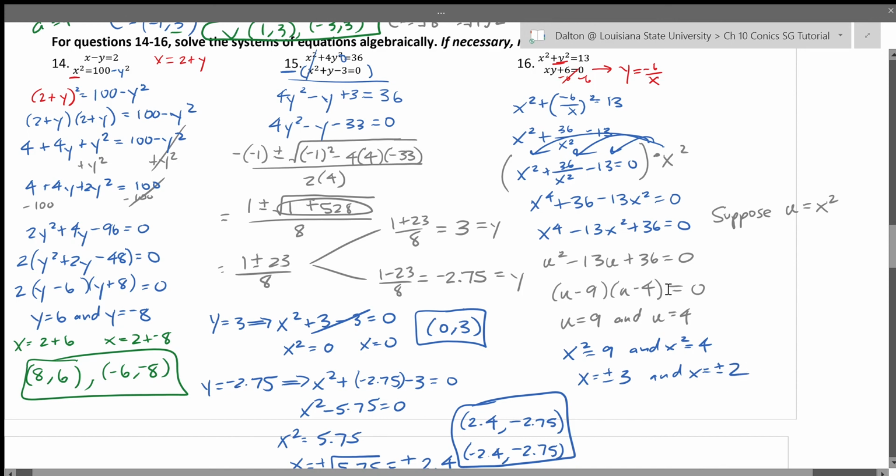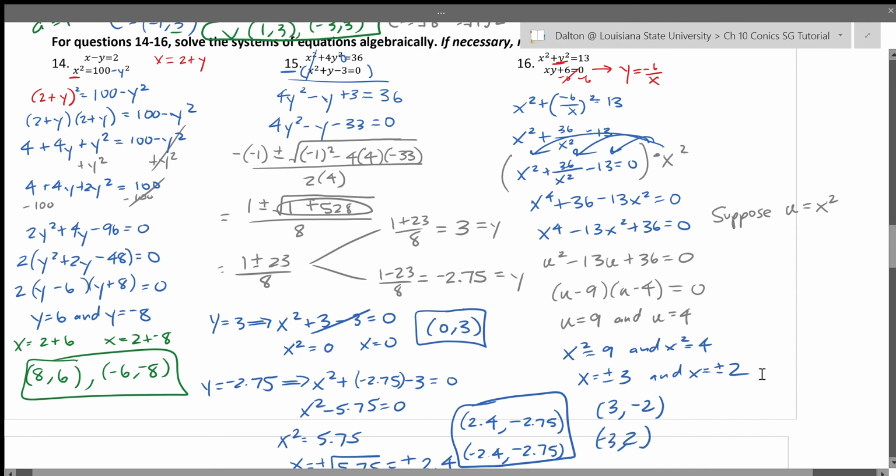So again, you can substitute them back into either one of the original equations. The bottom one looks a little bit easier. In fact, you could do y equals negative 6 over x and substitute these 4 values in for x. So let me just do 3 first. If I substitute 3 into this, negative 6 divided by 3 is negative 2. So 3's pair will be negative 2. If I substitute negative 3 into this, negative 6 divided by negative 3 will end up being a positive 2.